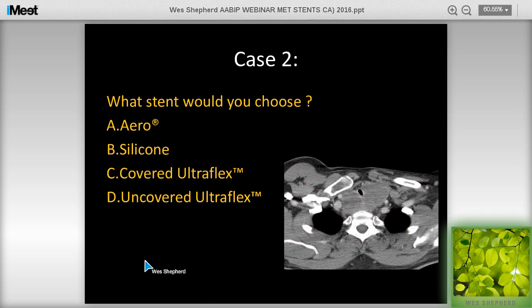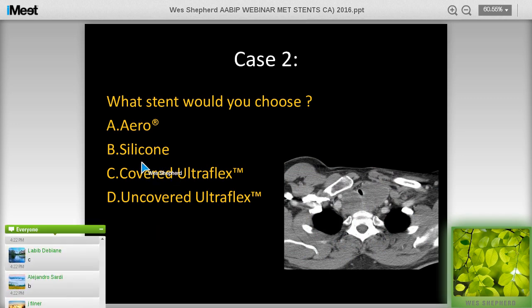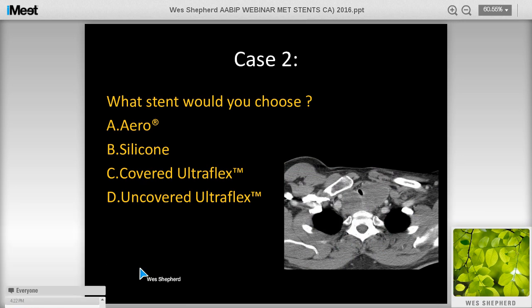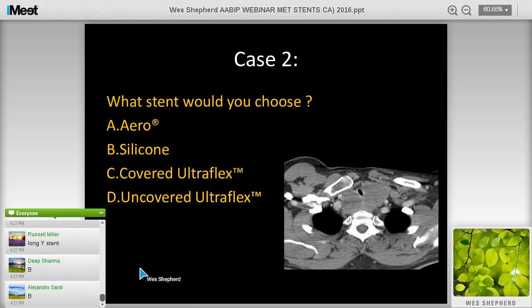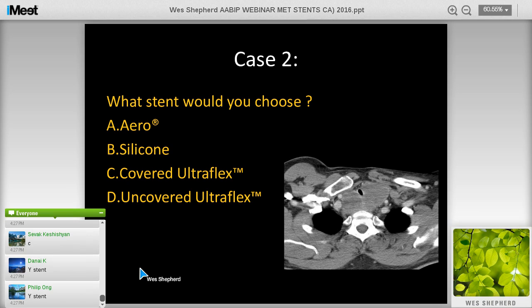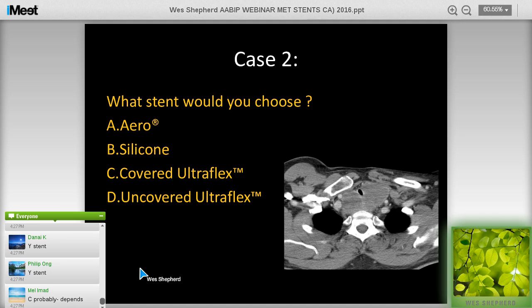So again, any thoughts from the audience on choice of stent in this particular case: an Aero stent, silicone, covered Ultraflex, or an uncovered Ultraflex? All right, I'm getting a variety of answers.